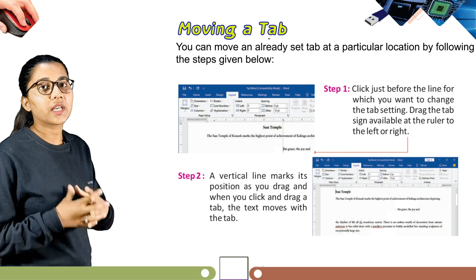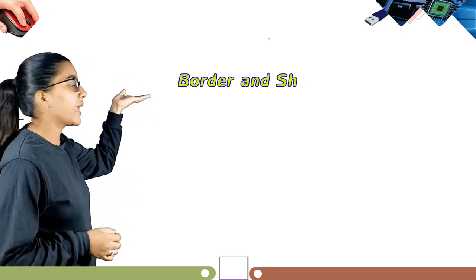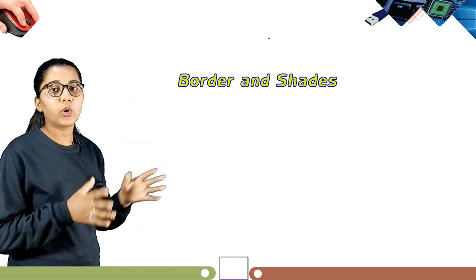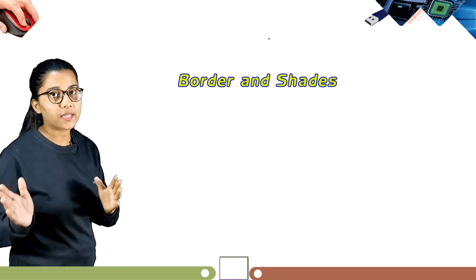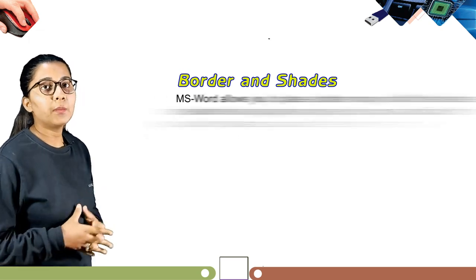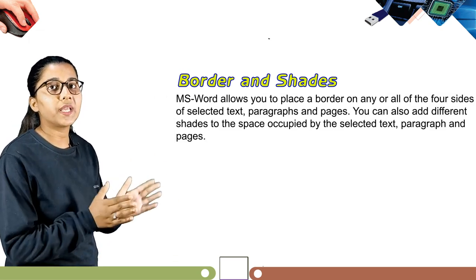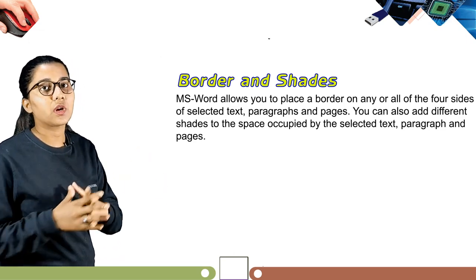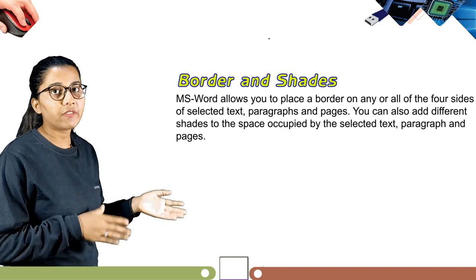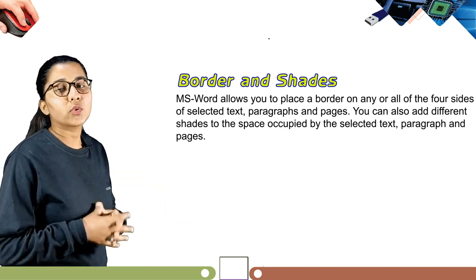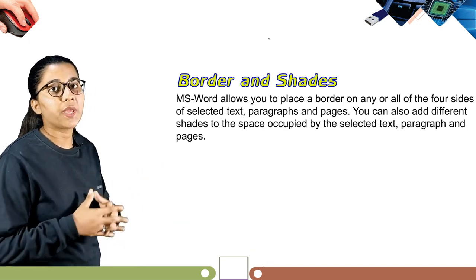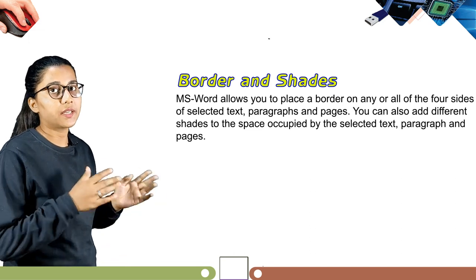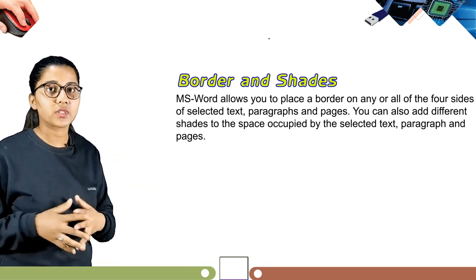Now students, our next topic is borders and shades. How will you apply borders and shades to your text? Let's learn about it. MS Word allows you to place a border on any or all of the four sides of selected text, paragraphs and pages. You can also add different shades to the space occupied by the selected text, paragraphs and pages.